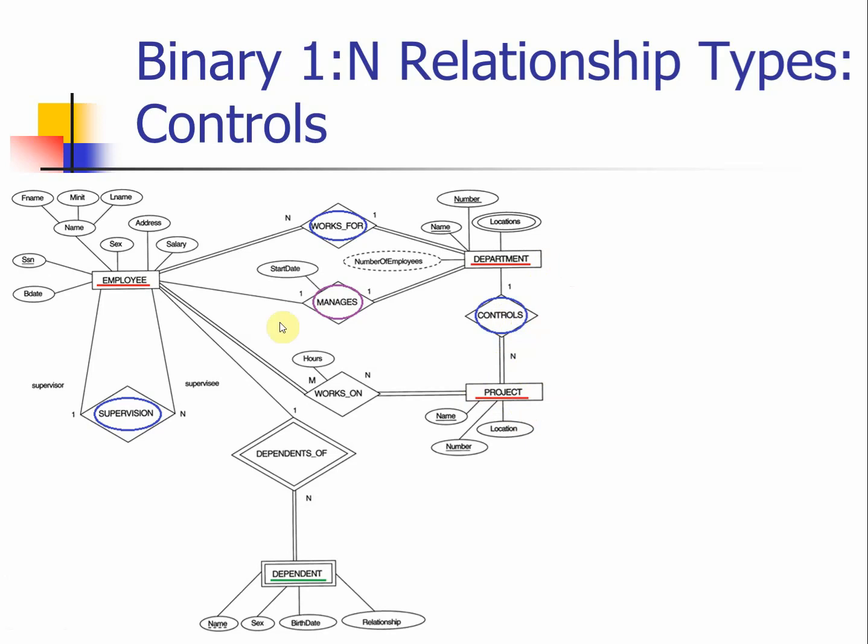Because if we take this controls as an attribute over here, indicating every department has several projects that you need to work on, you are supposed to put multiple values in the project. And as we said, for first normal form, we cannot do that. Every variable holds only one data. That's why it has to go to the n side.